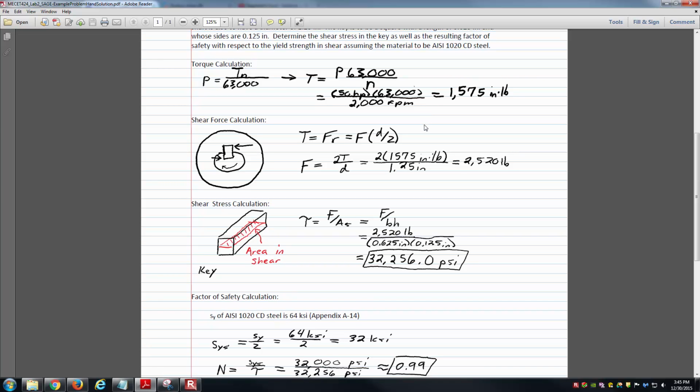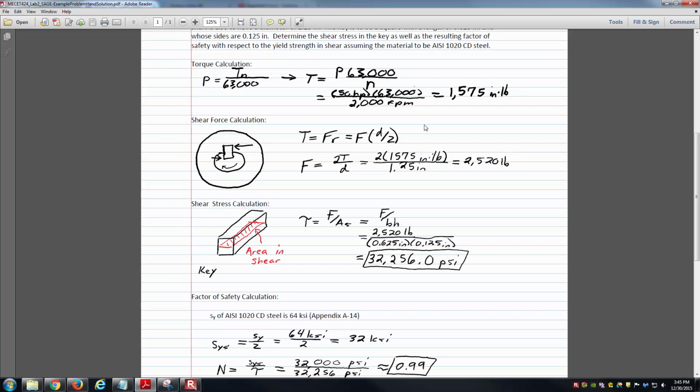One thing you've got to do is figure out the actual torque that the shaft is experiencing. Here we've got some relationships which relate the power in horsepower, the torque in inch-pounds, and N, the angular velocity in RPMs. That 63,000 is just a big conversion factor to make sure those units work out correctly. And we solve for the torque.